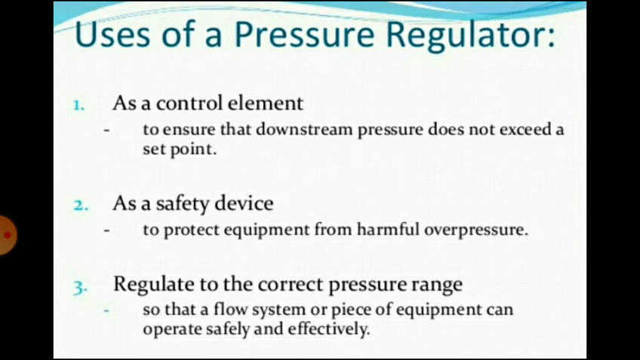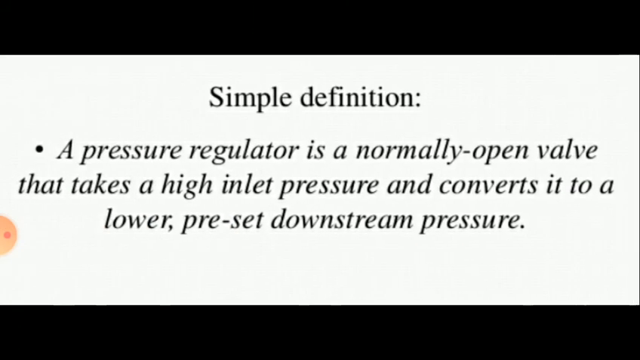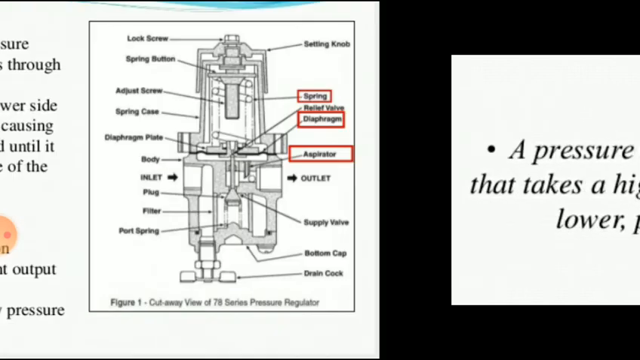So, uses of a pressure regulator. It is used as a control element to ensure the downstream pressure does not exceed a set point, as a safety device to protect equipment from harmful overpressure, and to regulate to the correct pressure range so that a flow system or piece of equipment can operate safely and efficiently. A simple definition of a regulator: a pressure regulator is a normally open valve that takes a high inlet pressure and converts it to a lower preset downstream pressure. So that is the function of a pressure regulator.